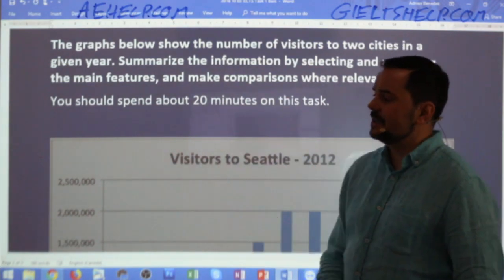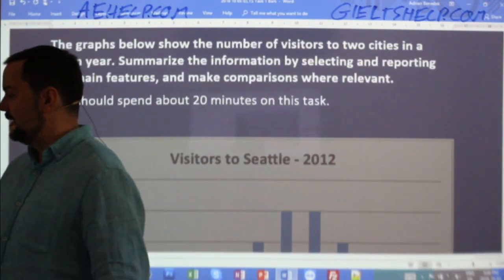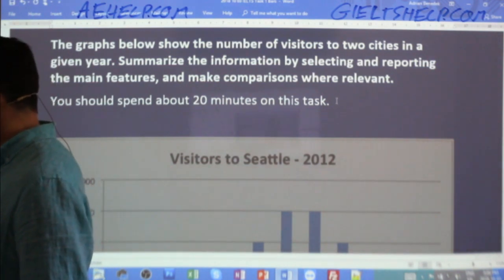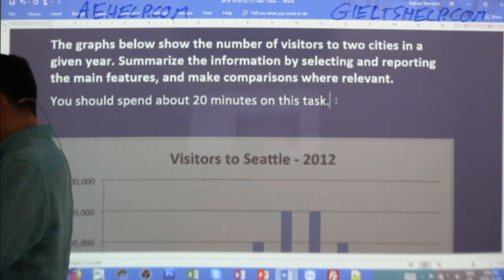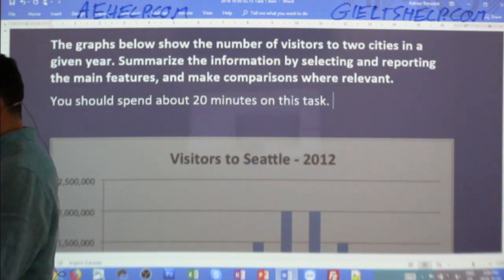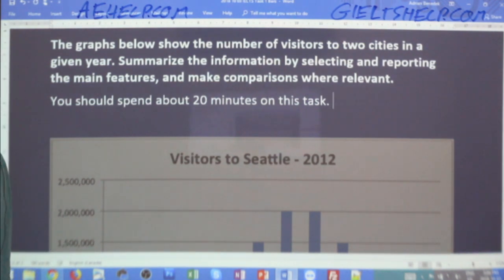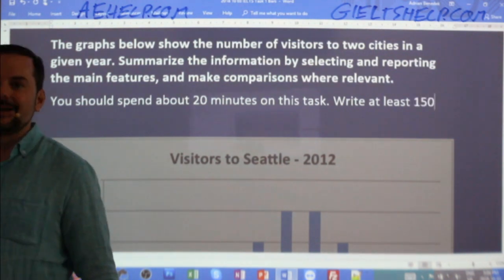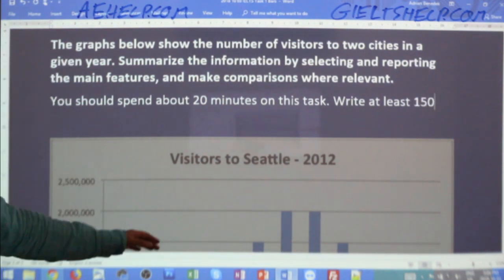With this Task 1, they include into the question, write minimum 150 words. That means you have to write at least 150 words. If you do not write 150 words, you start to lose marks for task incompletion. Okay, so you'll see in the question that it will say write at least 150 words.